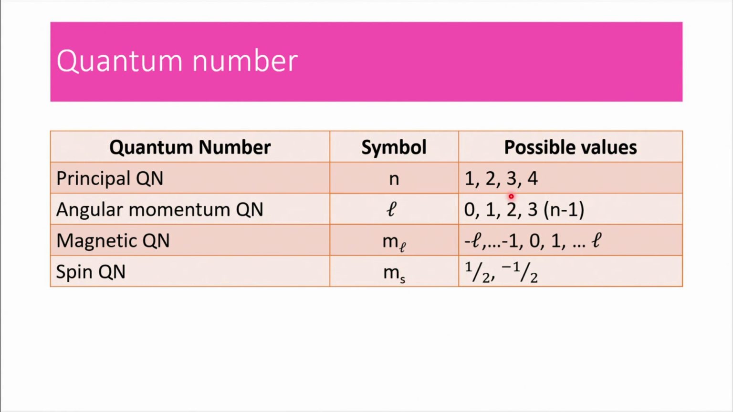And the possible values of the principal quantum number are 1, 2, 3, 4. In the case of the angular momentum quantum number, they start from 0 to n minus 1. And in the case of the magnetic quantum number, it starts from minus L to 0 to plus L, and the spin quantum number has only 2 values, either plus half or minus half.